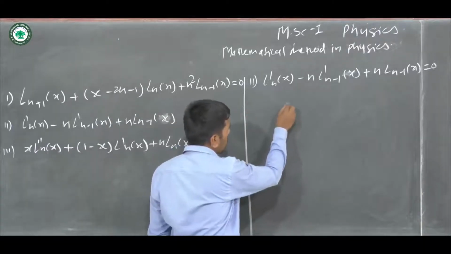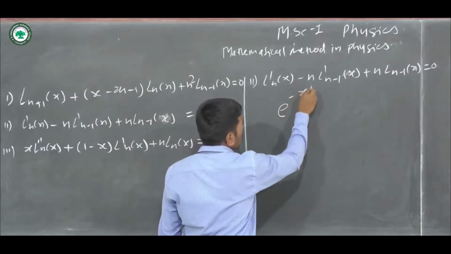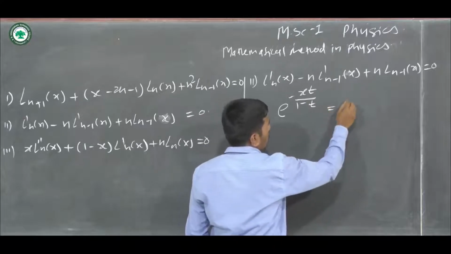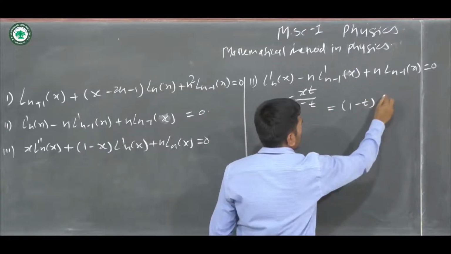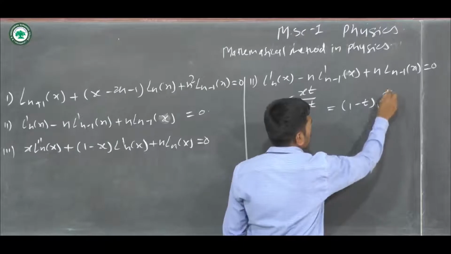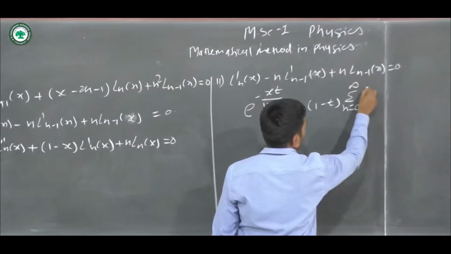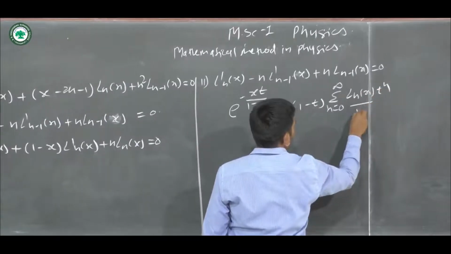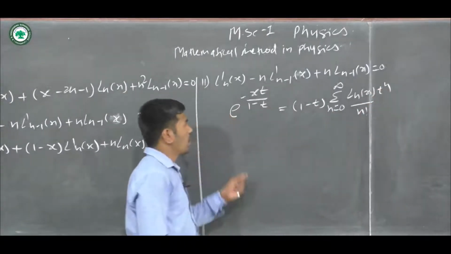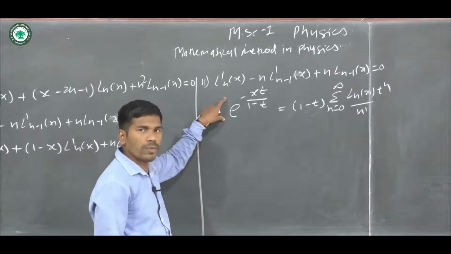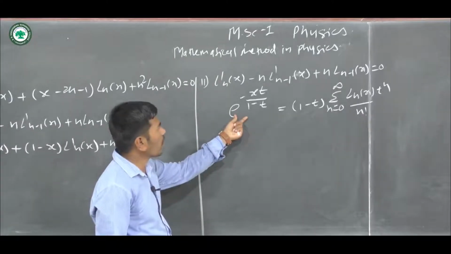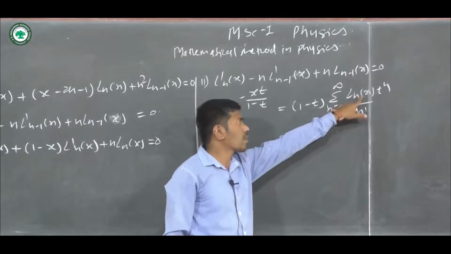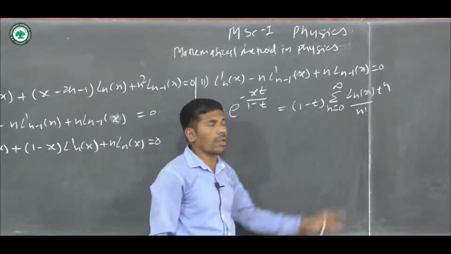So we know the relation e raised to minus xt divided by 1 minus t is equal to 1 minus t, summation over n equal to 0 to infinity, L_n(x) into t power n by n factorial. This is the generating function of the Laguerre differential equation, and this L_n(x) is the coefficient of t power n by n factorial.